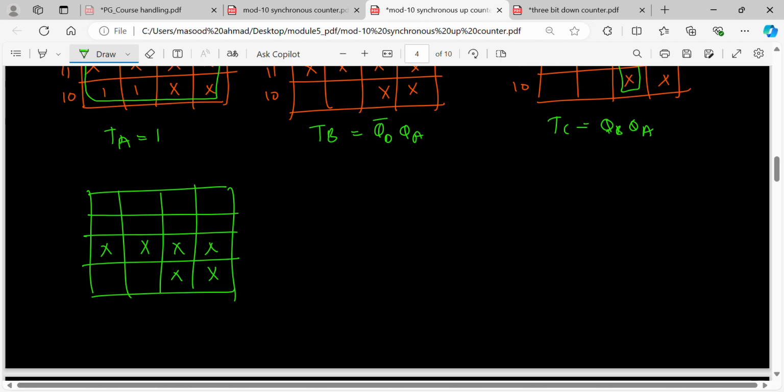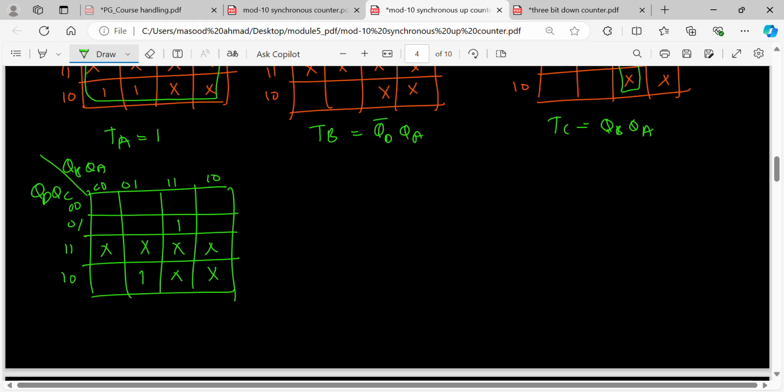You will get one here, and one here, from the table. Of course, it is the same. It is QD, QC, QB, QA, 0001 1110, 0001 1110. Then you are going to get the expression for TD.